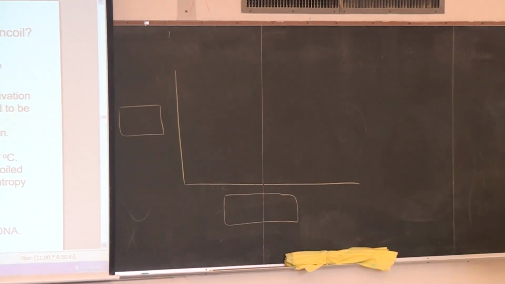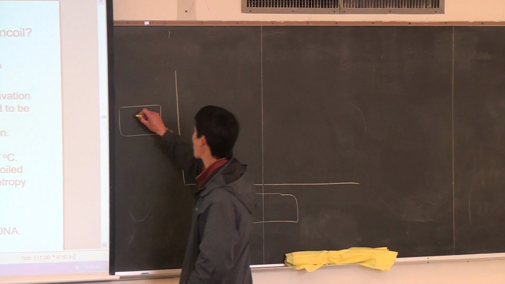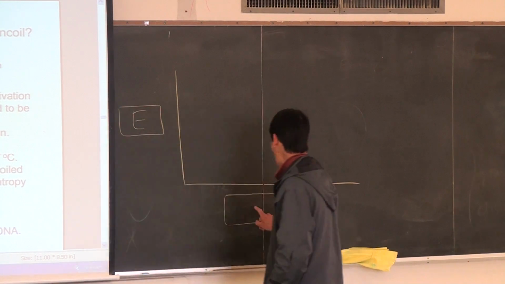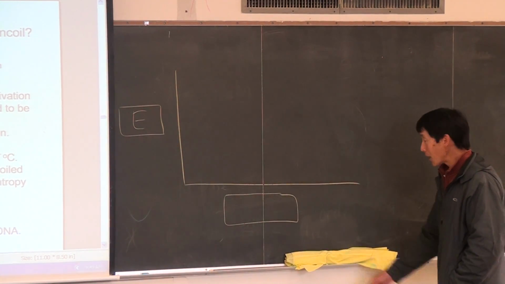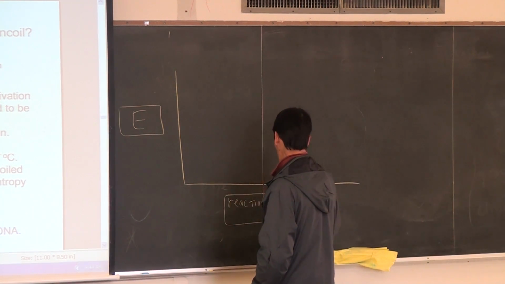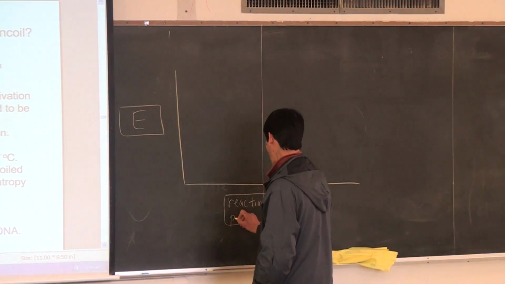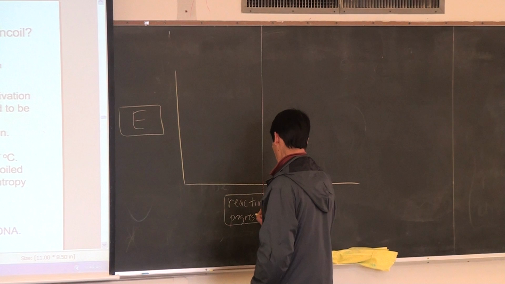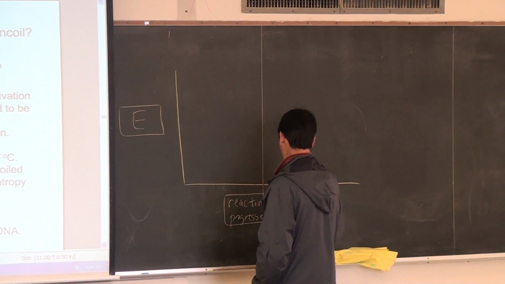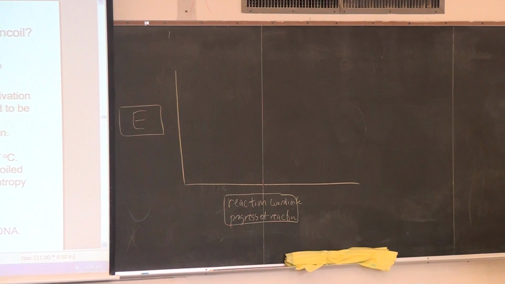We got energy on the left. Energy on the x-axis? Y-axis. Okay, so yes, we have energy on the y-axis. And what's on the x-axis? Reaction coordinate or progress of reaction. Okay, so I'll put both, reaction coordinate or the progress of reaction. Okay, so how do you think this reaction looks?